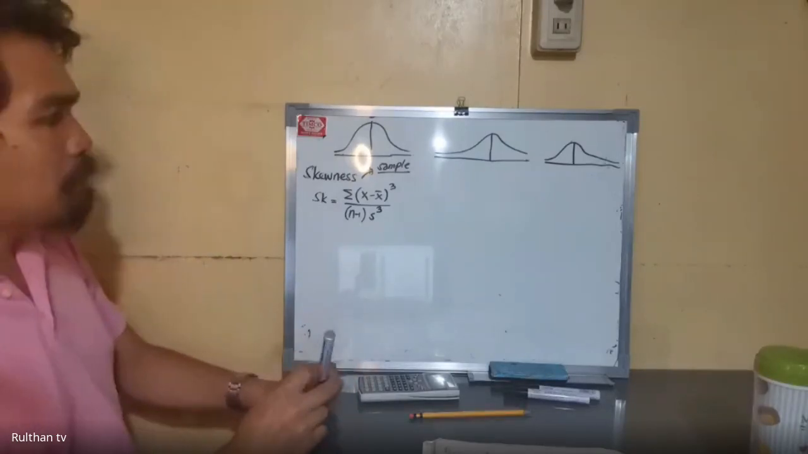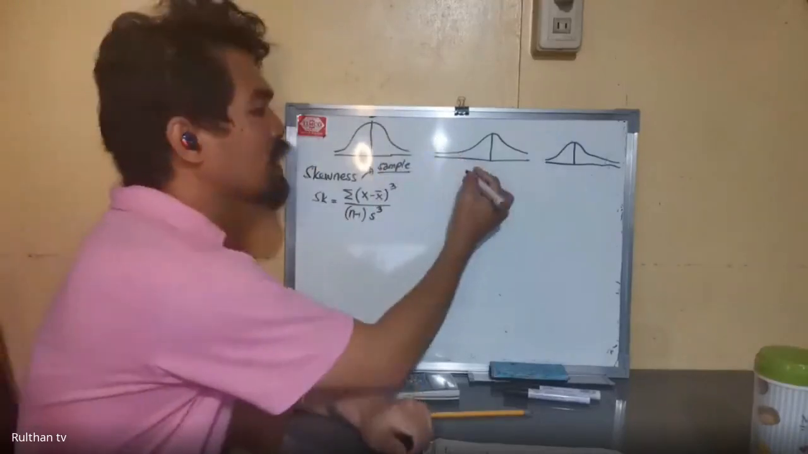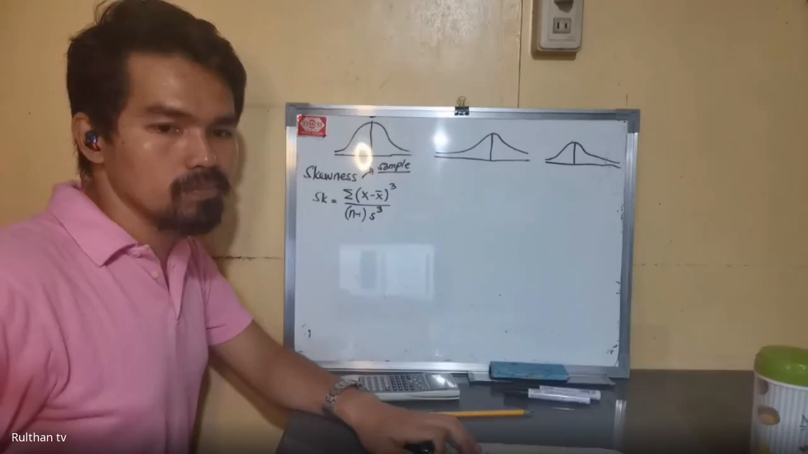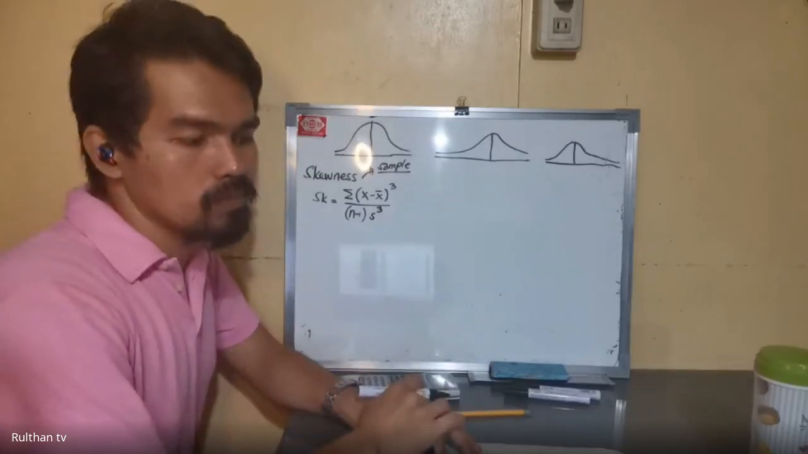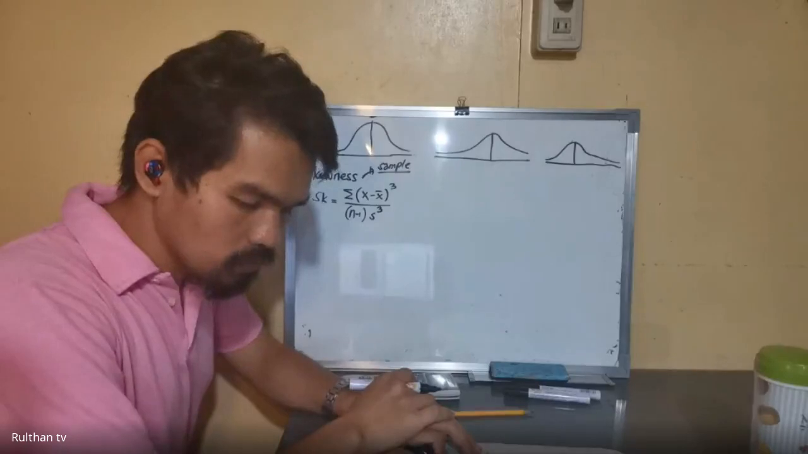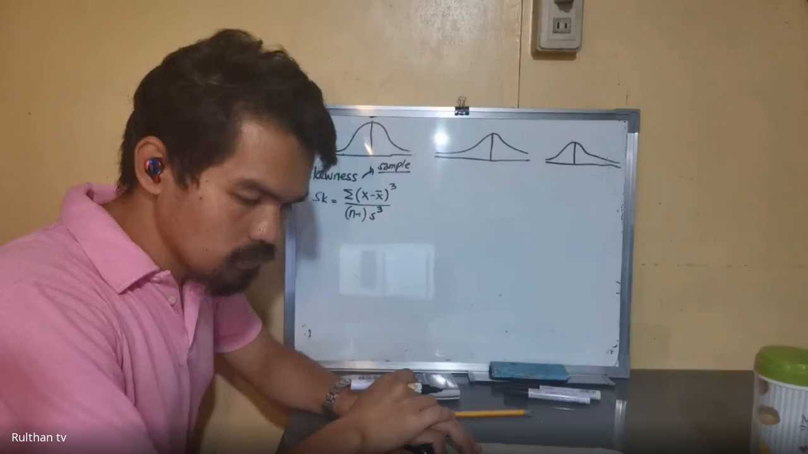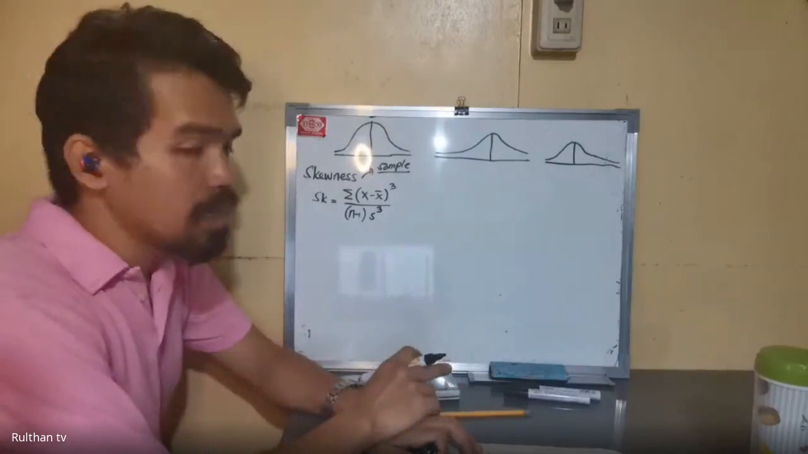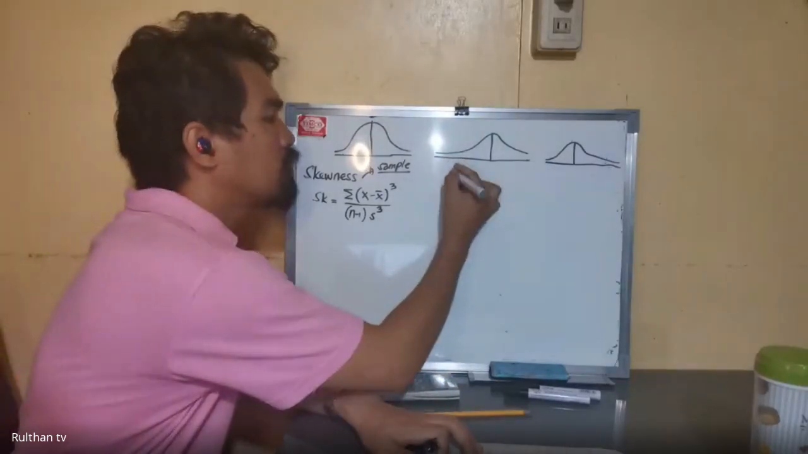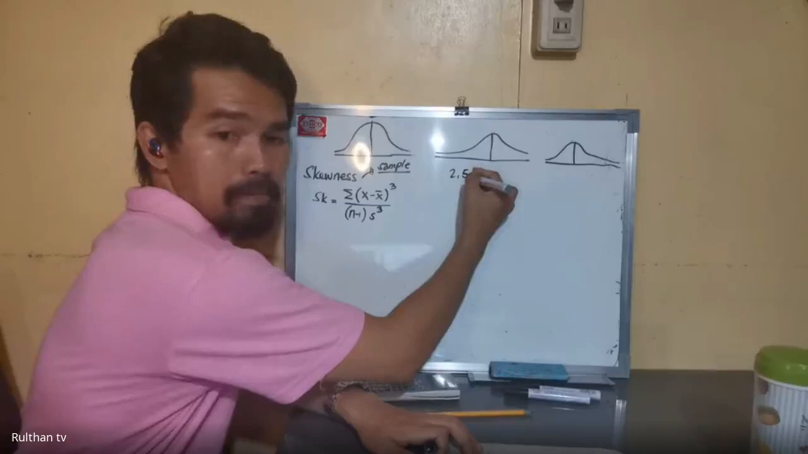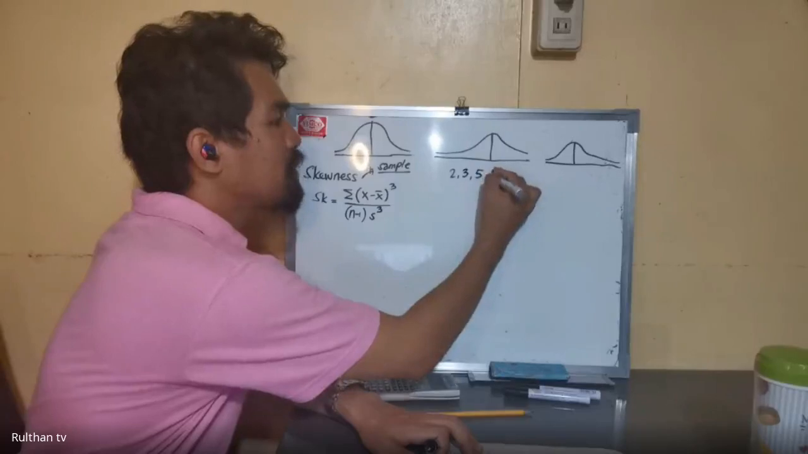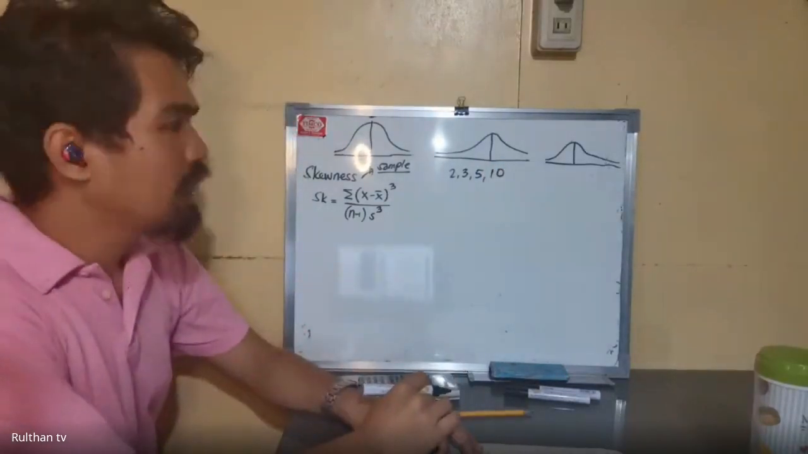Now let's take an example. Let's say this is our sample. We have 2, 3, 5, and 10. We have 4 scores.